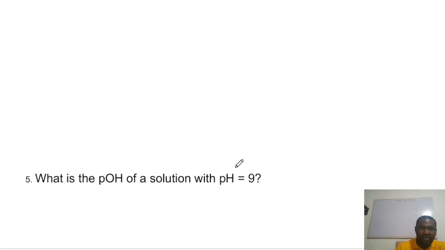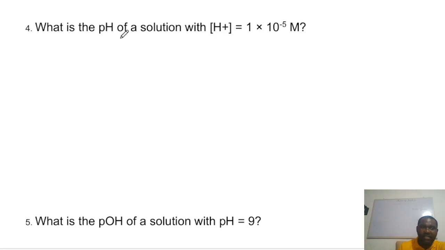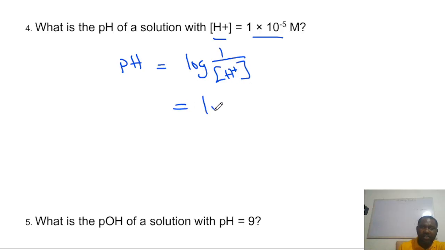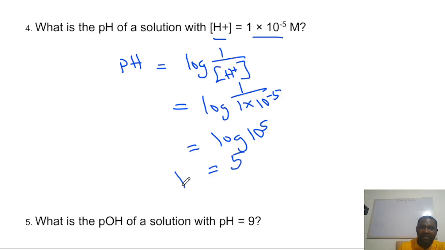Okay, so that leads us to the fourth one. It says, what is the pH of a solution? And they gave us the hydrogen ion concentration. Here we are not told how many ionizable hydrogen, so we can just go on and say pH is logarithm of 1 over the hydrogen ion concentration, which is logarithm of 1 over 1 times 10 raised to power minus 5, which is logarithm of 10 raised to power 5. Okay, 10 raised to power 5 has 5 zeros. That means the pH is equal to 5. So pH here is 5.